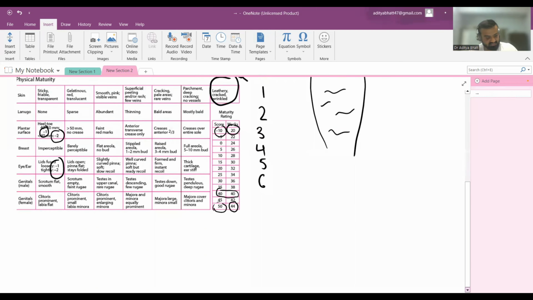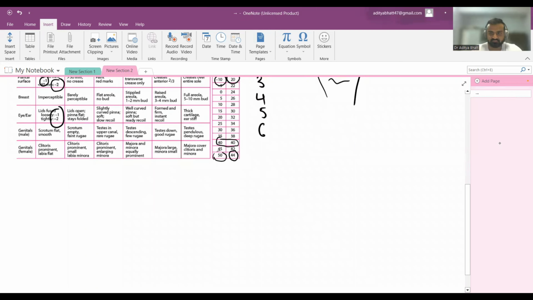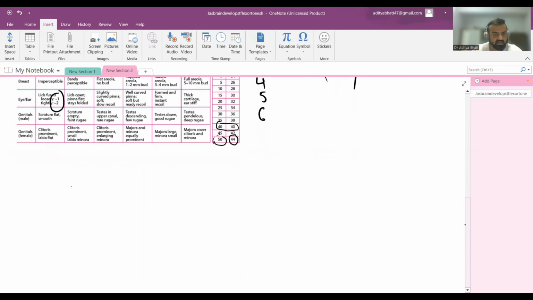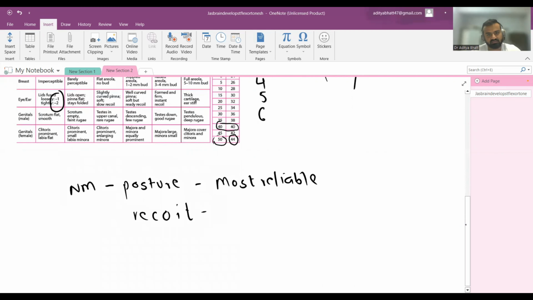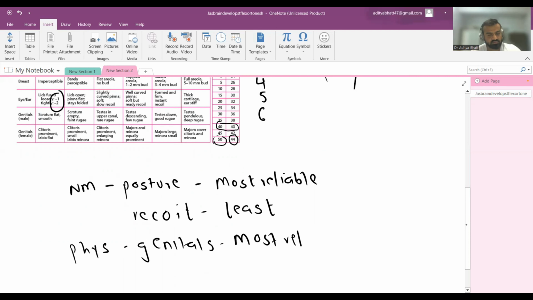Now, some one-liners that you can remember: in neuromuscular maturity, posture is the most reliable, while the arm recoil is the least reliable for detecting the age. While in physical maturity, gonads or genitals are the most reliable, while plantar surface is the least reliable amongst the score.